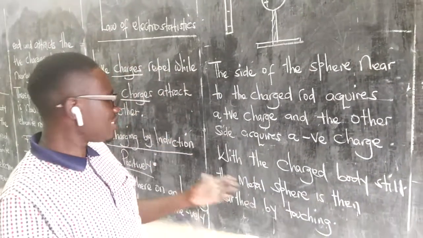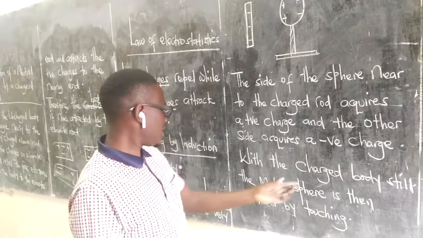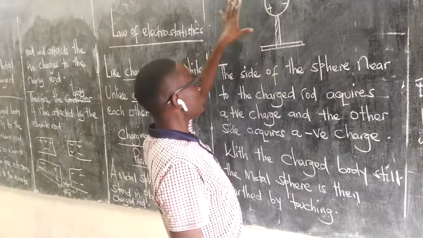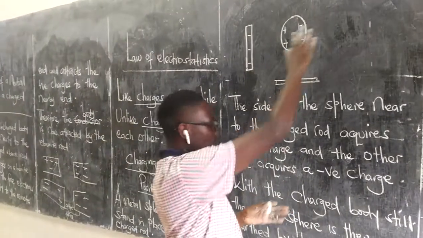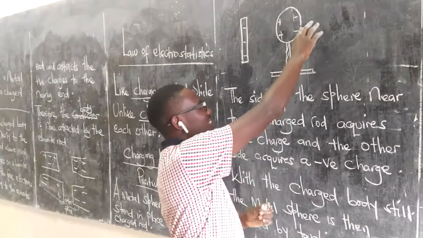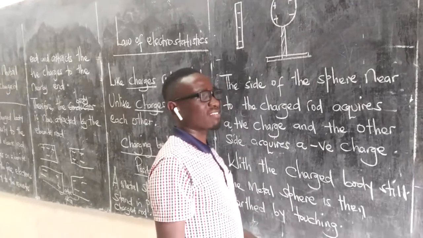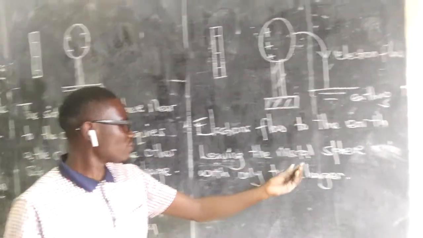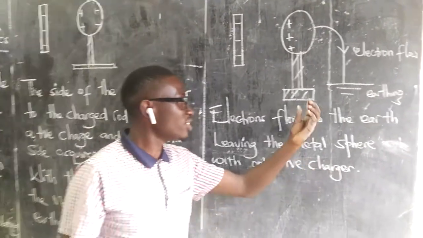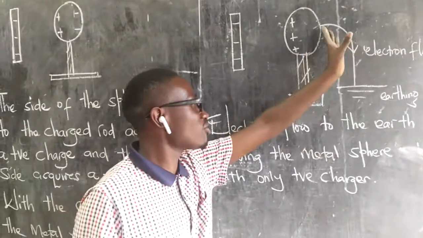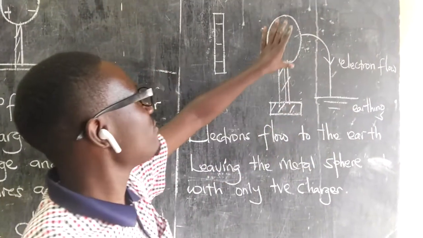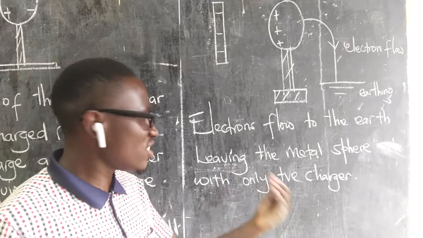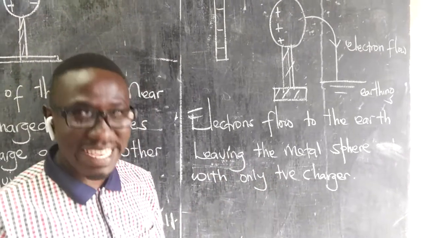Now with the charged body still in position, the metal sphere is then earthed. So with the charged rod still in position, you touch there. You earth it by touching. So meaning if you touch there, electrons will flow through you to the earth or to the ground. So electrons will flow to the earth, leaving the metal sphere with only positive charges. As you can see, it shows that electrons are flowing to the earth. We are leaving the sphere with only positive charges. So members, let us now see what comes in next.